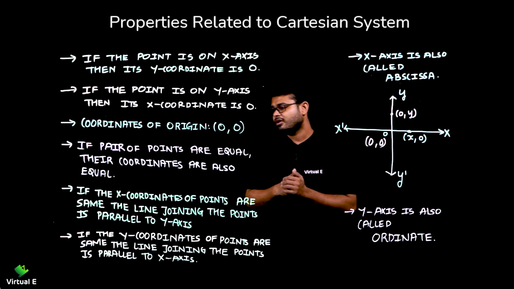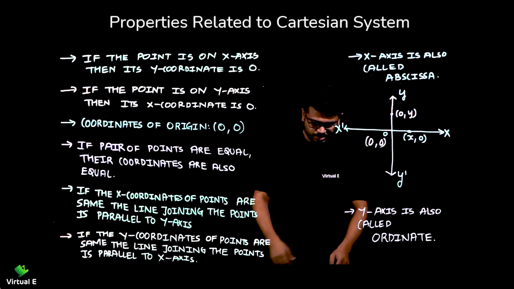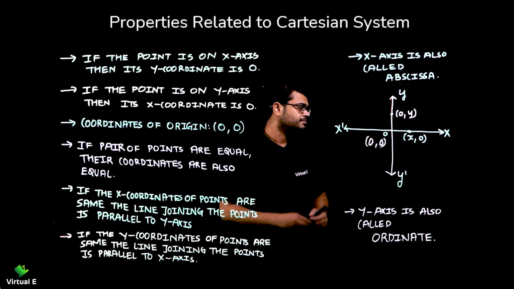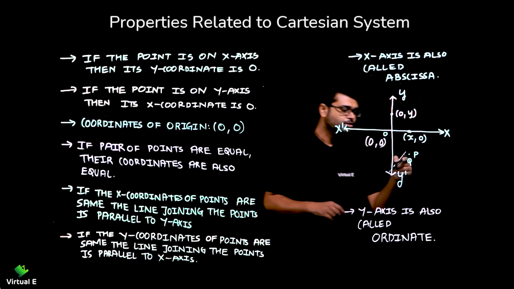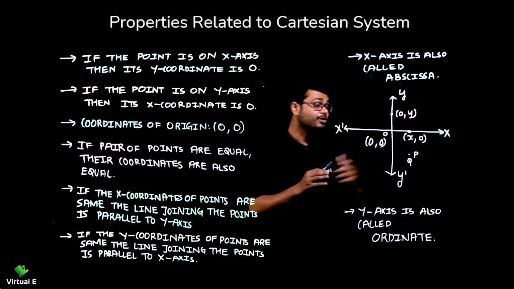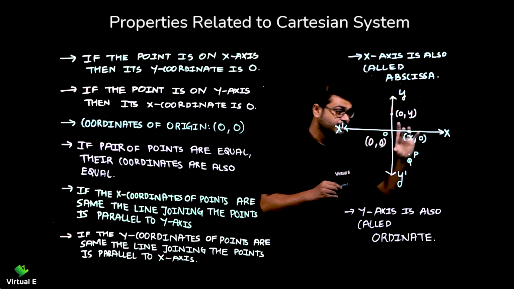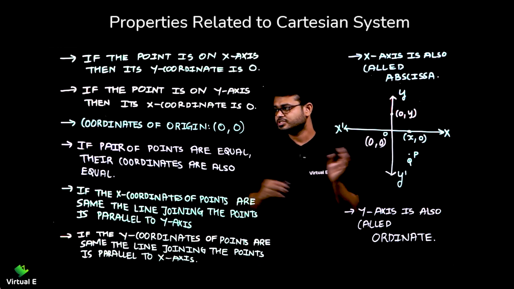Next, if a pair of points are equal, their coordinates are also equal. Suppose you talk about two points. Let's say this is point P and also there is point Q. So both points are equal, so obviously their coordinates will be equal as well. The x-coordinate is equal and the y-coordinate is also equal. We'll do sums based on that.